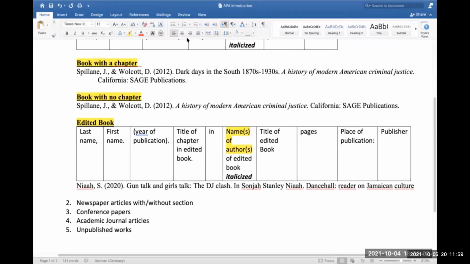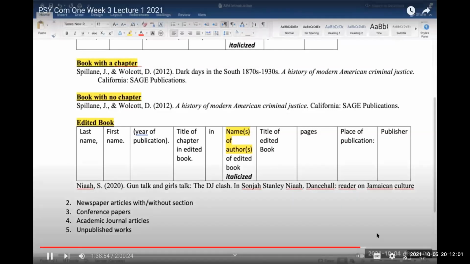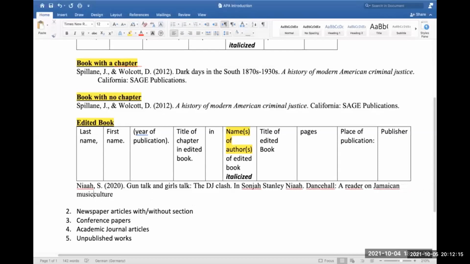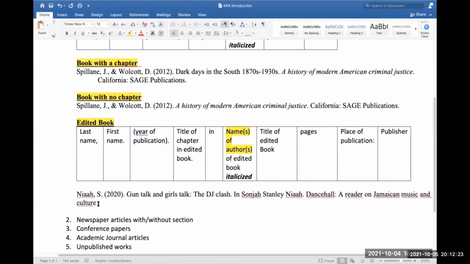A reader on Jamaican music and culture. Capital A. Reader on Jamaican music and culture. Not, sir, music before culture. Music and culture. The pages now, sir? You said we have to make it up.